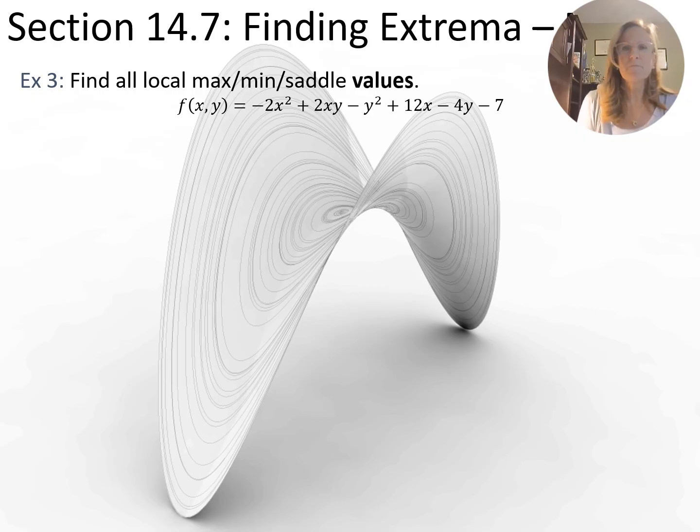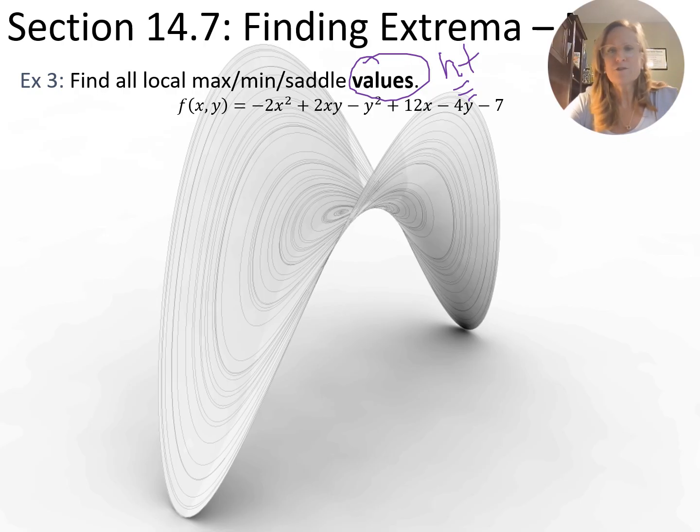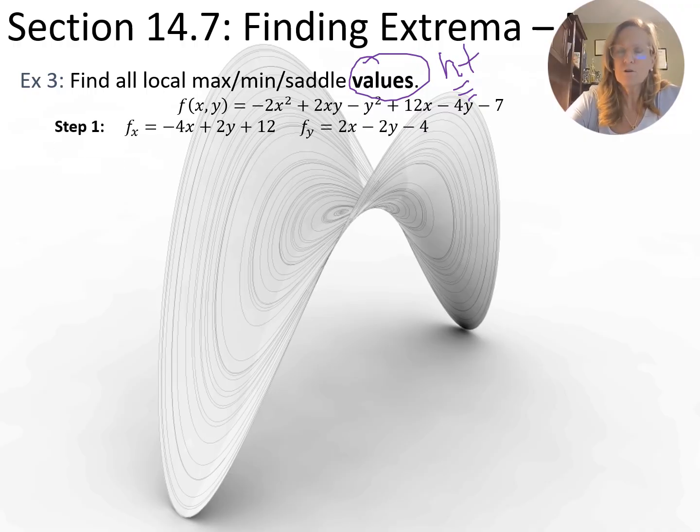So let's go. Example 3. Notice this one says find all local max, min, and saddle values. That means they actually want the height. They're not asking you to compare and get global versus local, they just want the heights. So there's my surface. I know I have no continuity issues, so I'm not worried about any partials that don't exist. So find the partials.